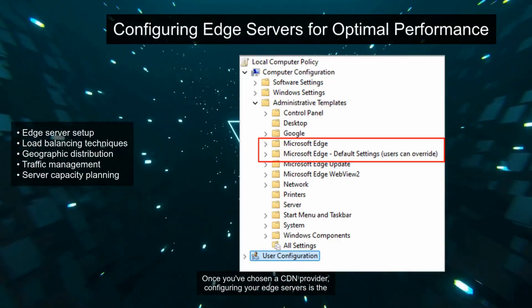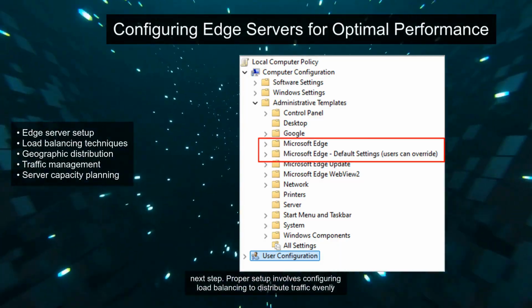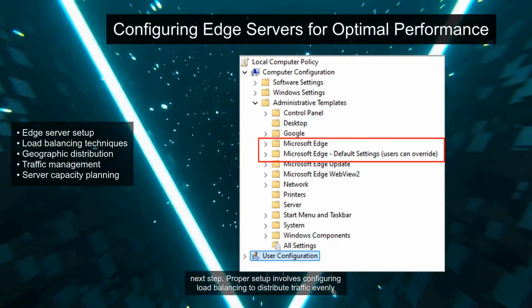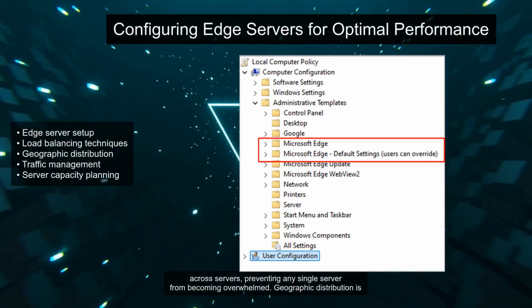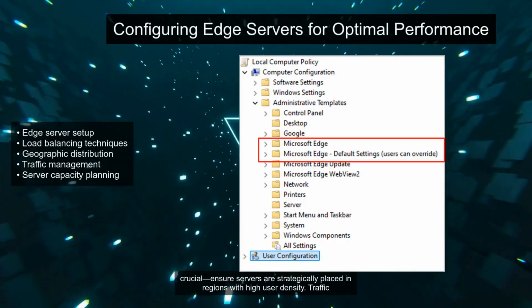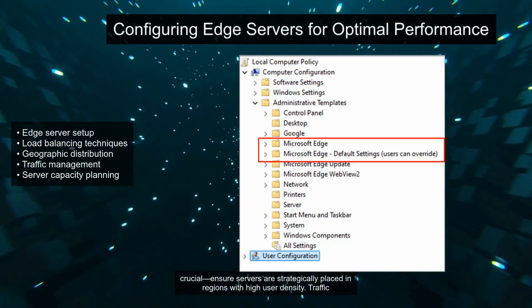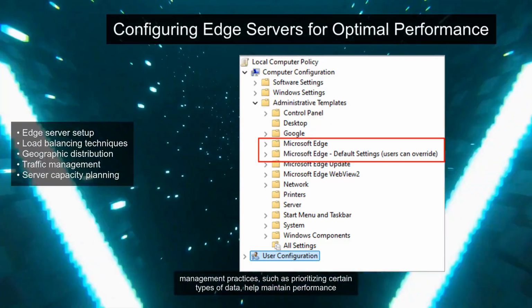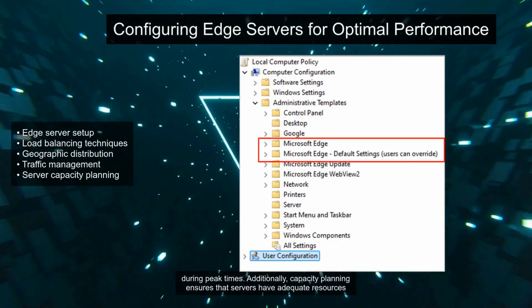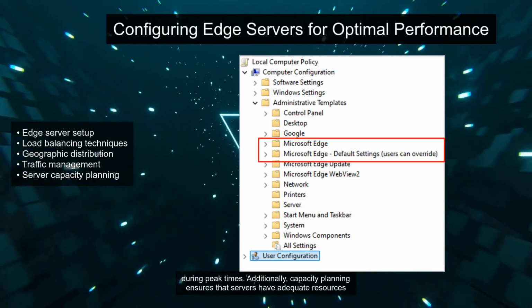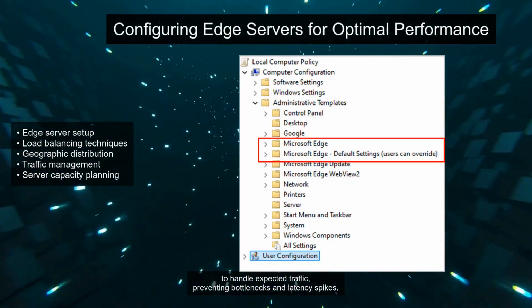effectiveness. Once you've chosen a CDN provider, configuring your edge servers is the next step. Proper setup involves configuring load balancing to distribute traffic evenly across servers, preventing any single server from becoming overwhelmed. Geographic distribution is crucial. Ensure servers are strategically placed in regions with high user density. Traffic management practices, such as prioritizing certain types of data, help maintain performance during peak times. Additionally, capacity planning ensures that servers have adequate resources to handle expected traffic, preventing bottlenecks and latency spikes.